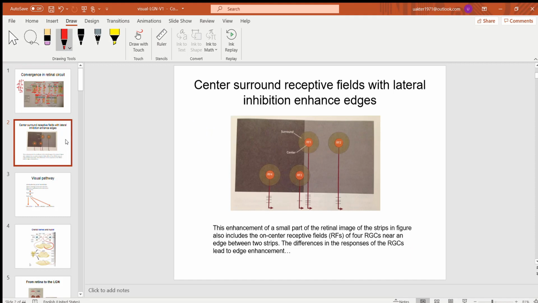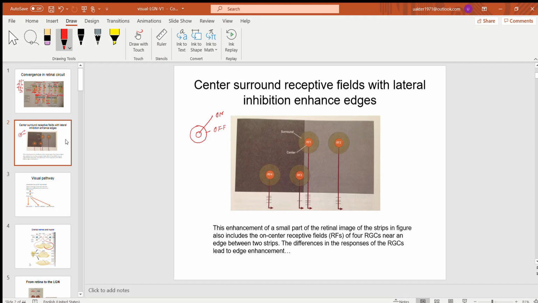Here you can see how the retinal ganglion cells can detect the edges. You must remember that I explained earlier, the retinal ganglion cells have on center off surround, one type of retinal ganglion cells. And here you can see on center off surround retinal ganglion cell.